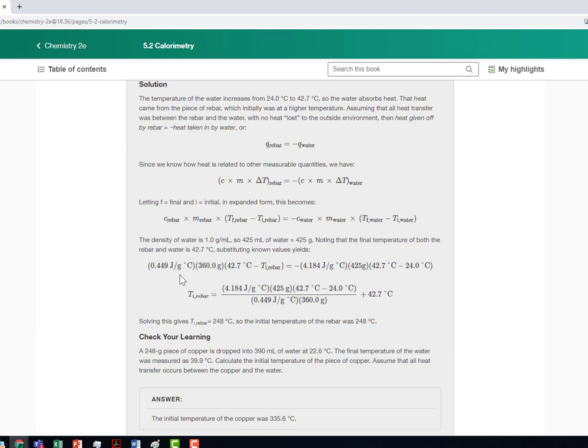So we have the heat capacity of the rebar. We would look that up. We were provided with the mass of the rebar. We were provided with the initial temperature of the rebar.